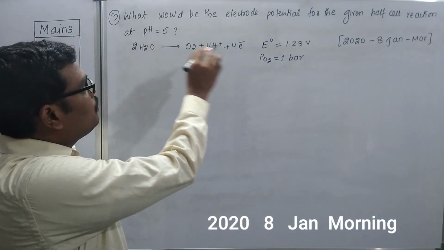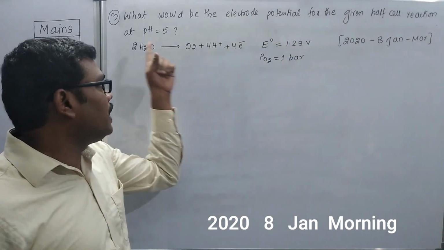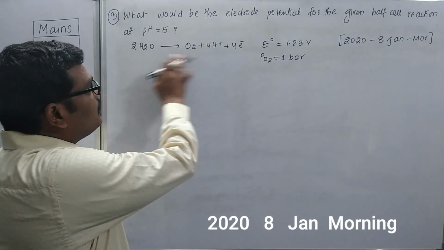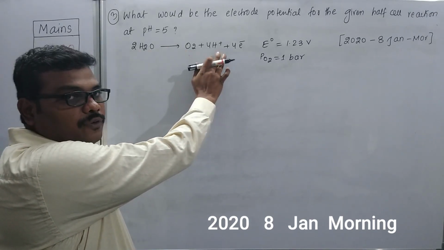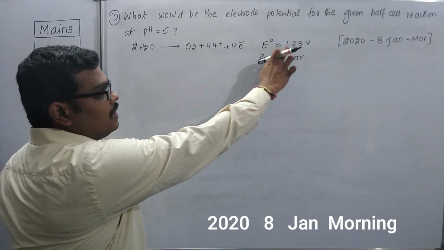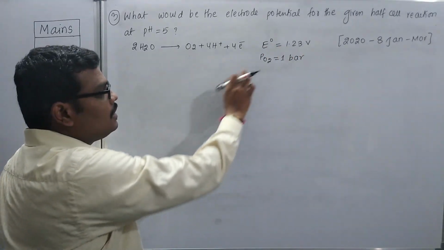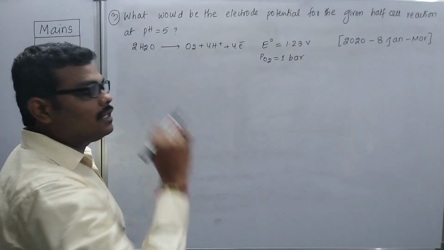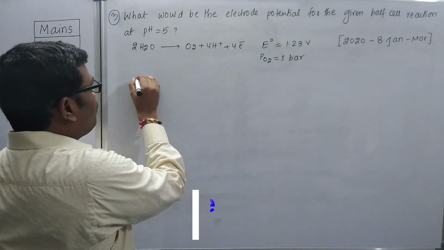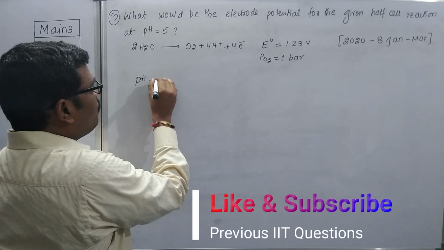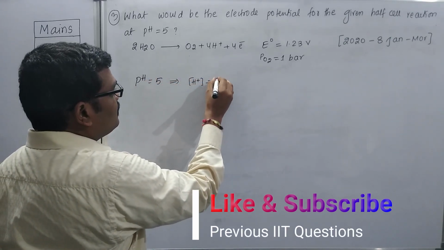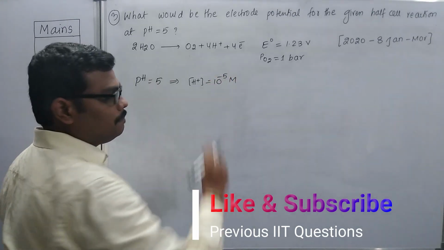Next, third question. It was asked on 8th January 2020 in the morning session. The question is, what would be the electrode potential for the given half cell reaction at pH equal to 5? The half cell is 2H2O gives O2 plus 4H plus plus 4 electrons. Given E0 is equal to 1.23 volts and the partial pressure of oxygen is 1 bar. Now we'll write the given data. Here pH is equal to 5. From this you can write the concentration of H plus ion as 10 power minus 5 molar.